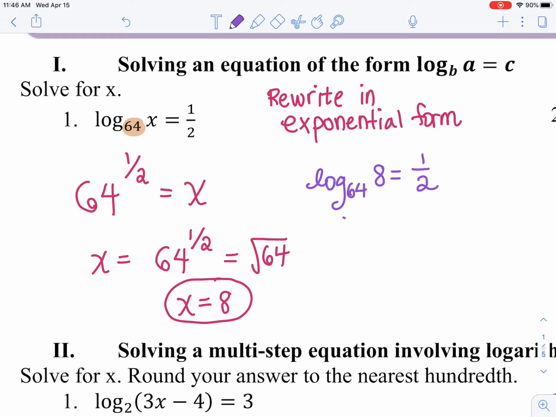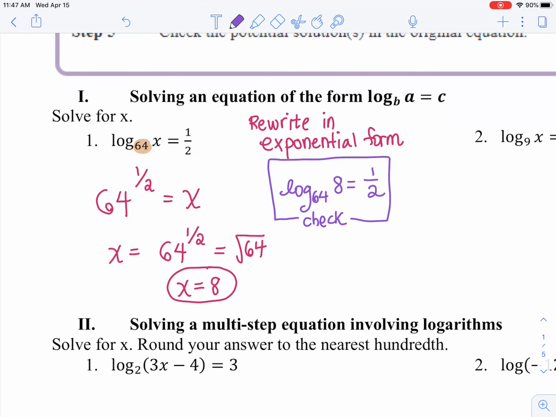So sometimes when you check the answer, you will see that, oh, the answer doesn't really make sense. So that's why I want you to check your solution when you're done, because you may get extraneous solutions, and we'll talk more about them.